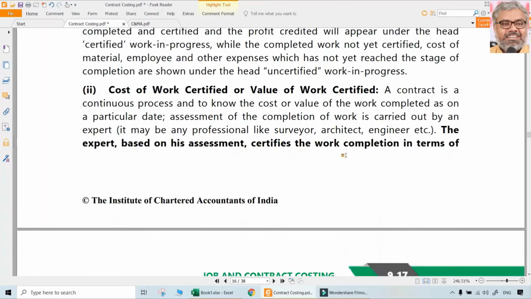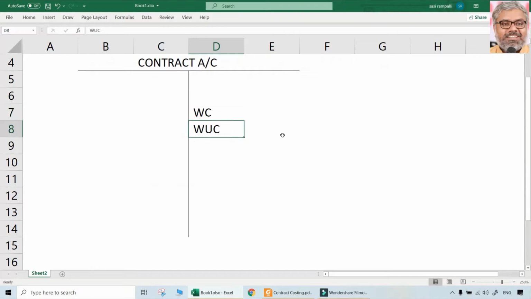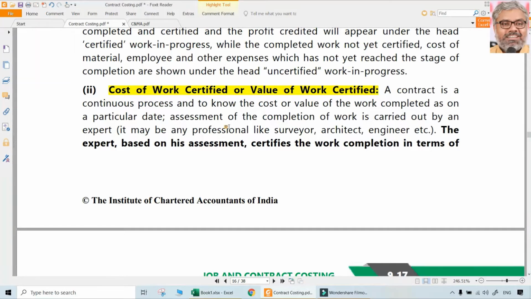So what is this cost of work certified and value of work certified? This is a very crucial thing. If this is understood, the contract costing is clear. Remaining things are all just copy paste and calculations. Work certified is the crucial thing. Here there are two words used. One is cost of work certified. Second one is value of work certified. Both are not the same. There will be profit in that naturally.